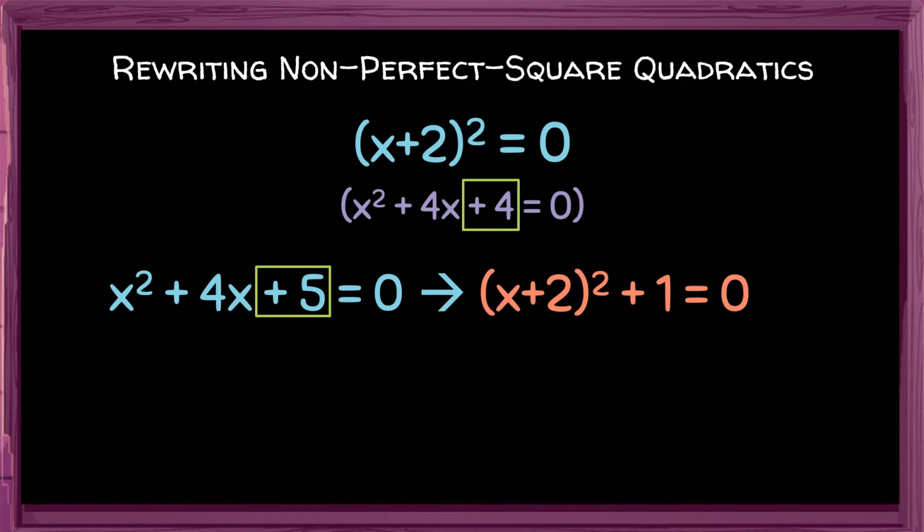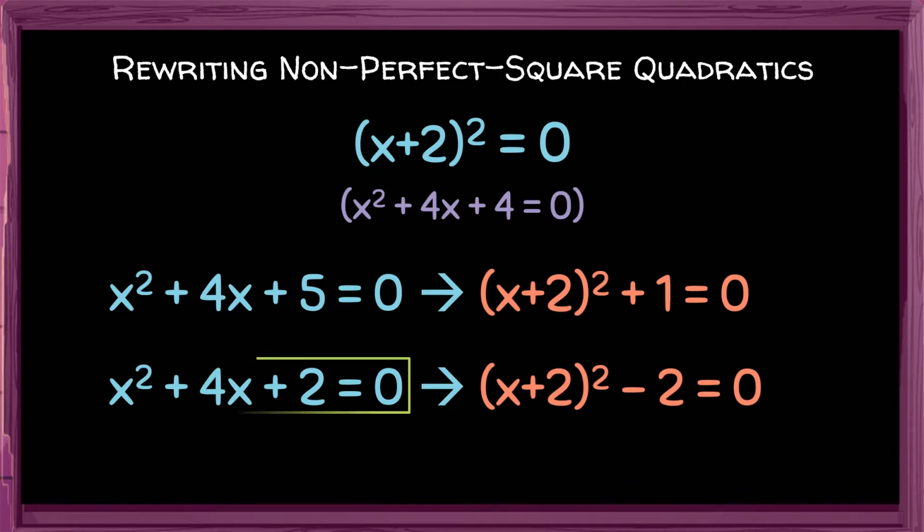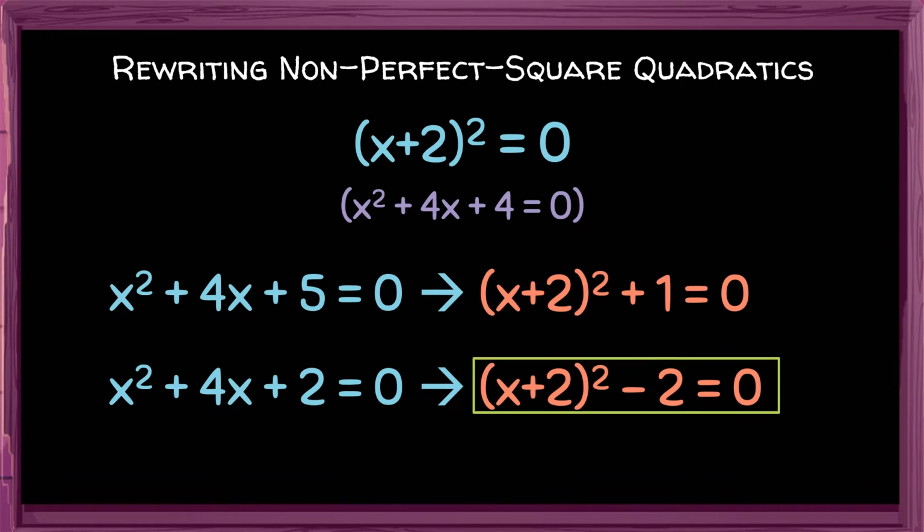Let's play. Who can think of a way to rewrite x squared plus 4x plus 2 equals 0? Let's use the same perfect square quadratic we've already been talking about, x plus 2 squared. What number can we add or subtract to give us plus 2 instead of plus 4? Our perfect square quadratic ends with plus 4. We want it to end with plus 2, so it is logical to subtract 2 from our perfect square. X plus 2 squared minus 2 equals 0. That's right. In this game, we can rewrite this as x plus 2 squared minus 2 equals 0.